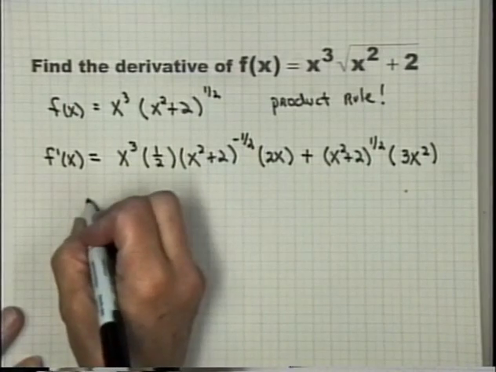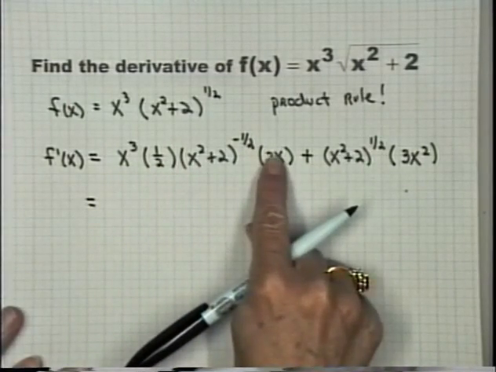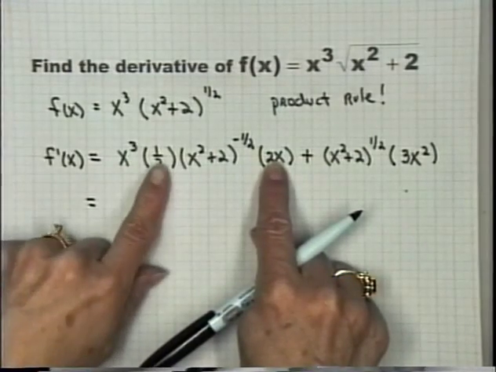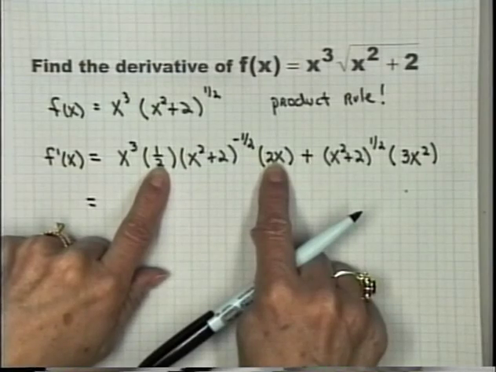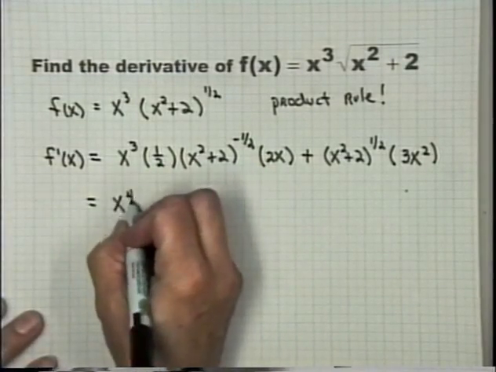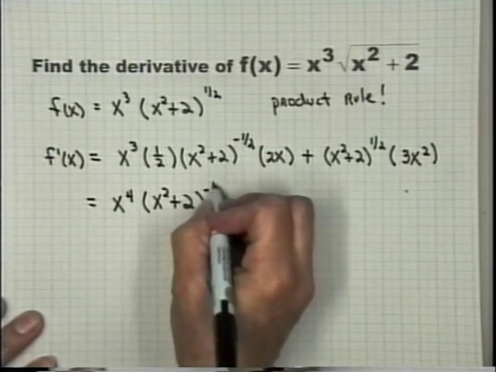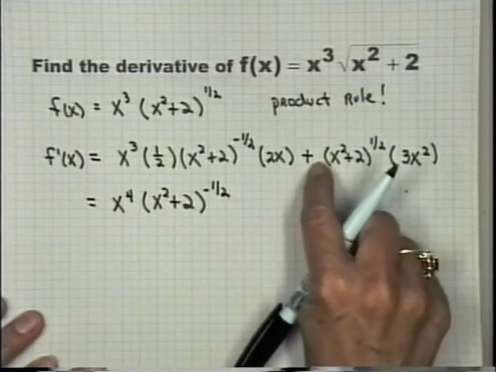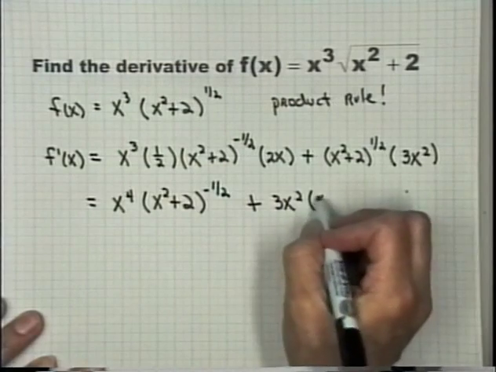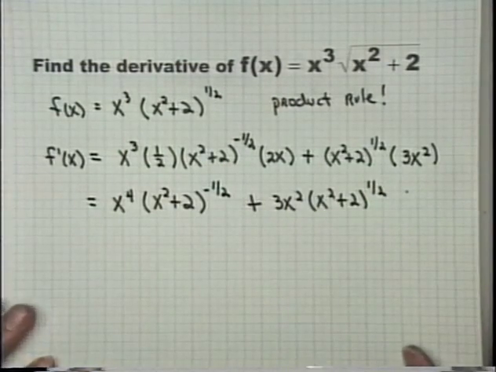Now we're ready to simplify our answer. This is a product here. X cubed times 1/2 times 2x. Well, notice the 1/2 times 2x would give us a 1x, times x cubed would be x to the 4th, times x squared plus 2 to the negative 1/2, and then plus I have 3x squared times x squared plus 2 to the 1/2. Okay?